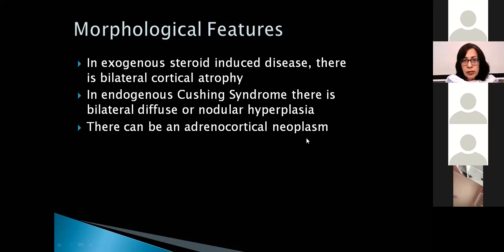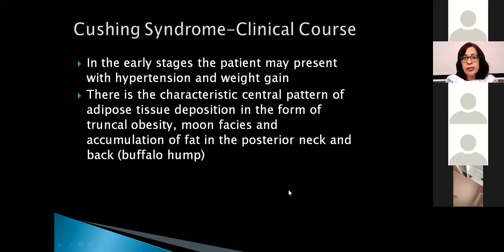Clinical features of this disease: in early stages, the patient may present with hypertension and weight gain, with no other symptoms. There is a characteristic central pattern of adipose tissue deposition in the form of truncal obesity. When we used to study, there was a saying, lemon on a stick. The patient is like a lemon and the hands and legs are like sticks. The face is large and round, the abdomen is large and round, hands and feet are very thin. There is moon facies, the face appears like a moon, and accumulation of fat in the posterior neck and back, buffalo hump.